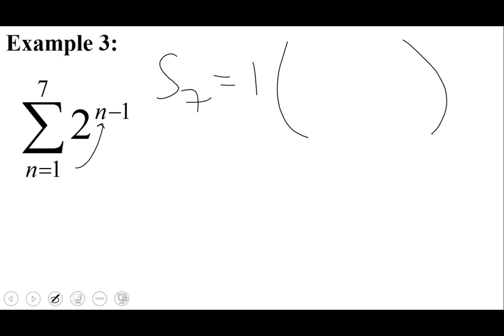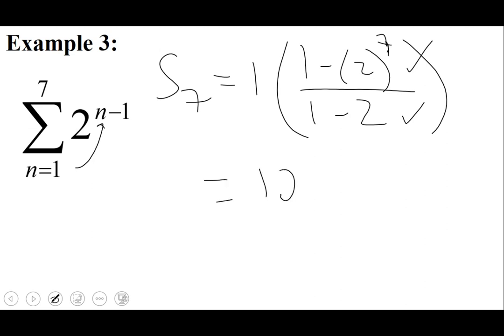Then you have a fraction. The numerator of that fraction is 1 minus the common ratio, which is 2 raised to the 7th, divided by 1 minus 2. And again, I think plugging those numbers into the formula is quite simple. When you now go to plug this into your calculator, I would do the numerator first, divided by the denominator in parentheses, multiply that answer by 1, and that is going to give you a sum of 127.